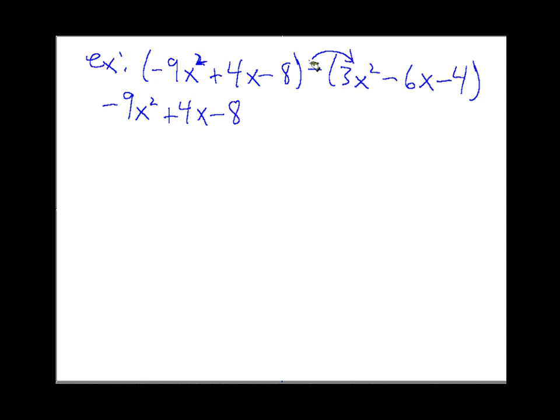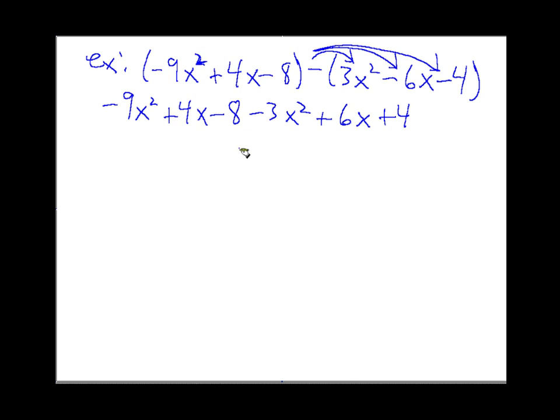So it's the opposite of this polynomial, right? Opposite of 3x squared will be what? Negative 3x squared. Opposite of negative 6x will be positive 6x. And then opposite of negative 4 will be what? Positive 4. All right? So again, just distribute the negative sign to the second polynomial when we're subtracting. That's the only additional step we have.